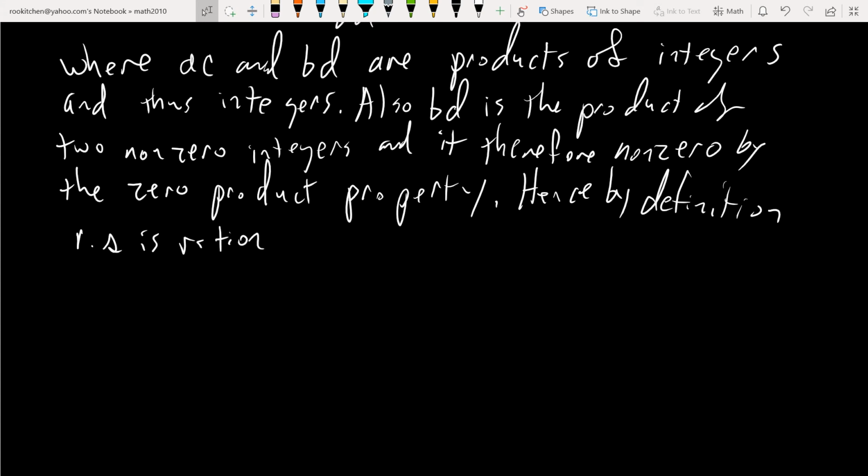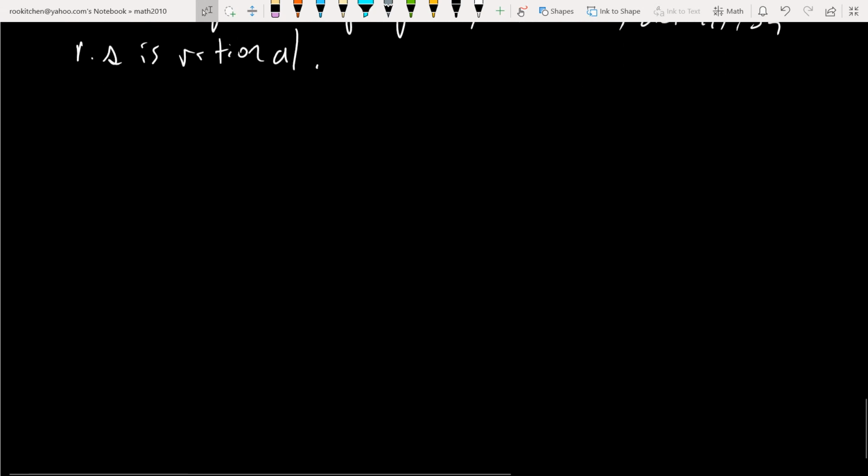Which is what we wanted to show. Okay, I'll just end it there. Okay, let's do one more, and then we'll look at corollaries. So 15, or maybe it's 18.